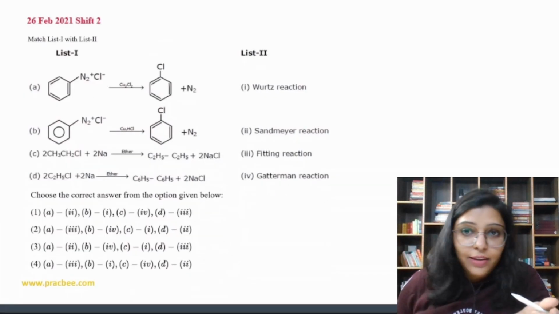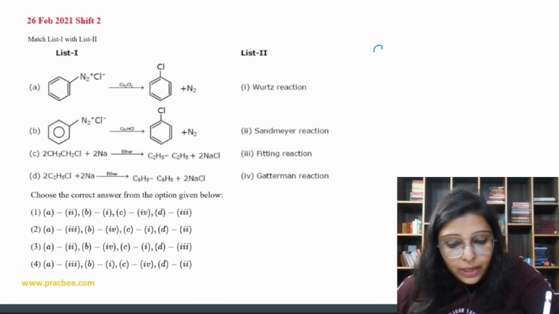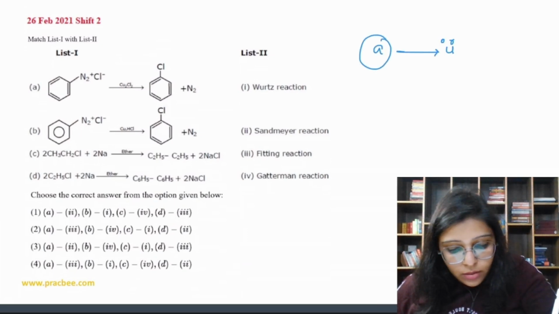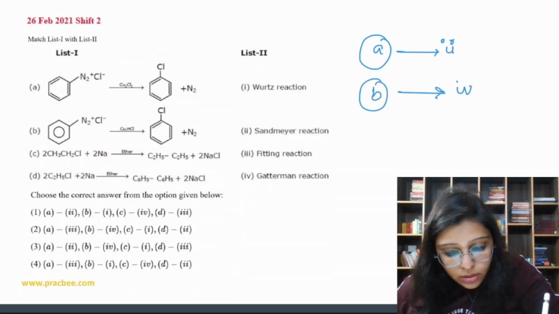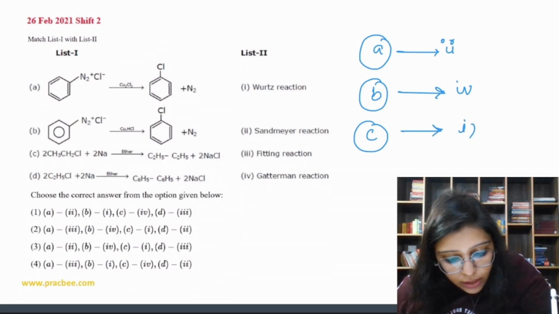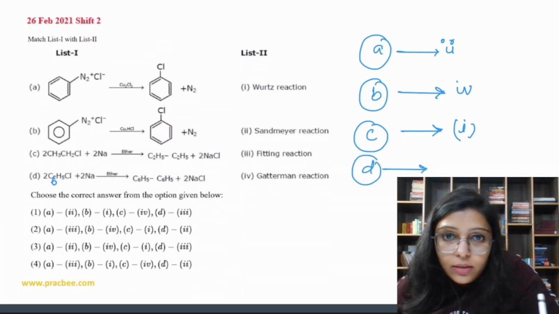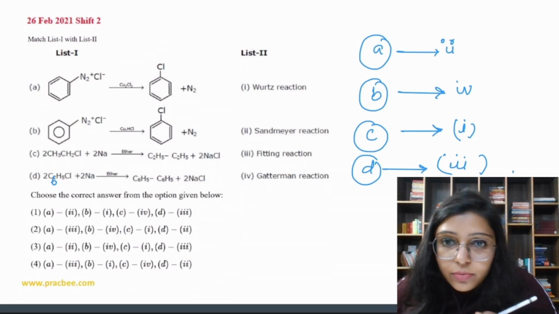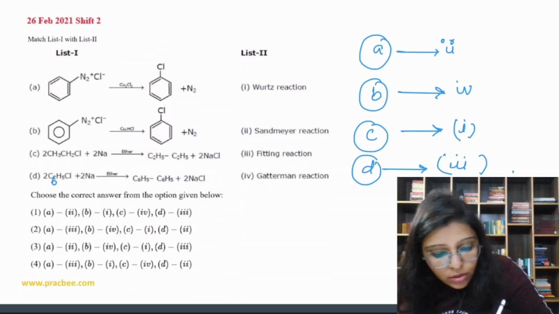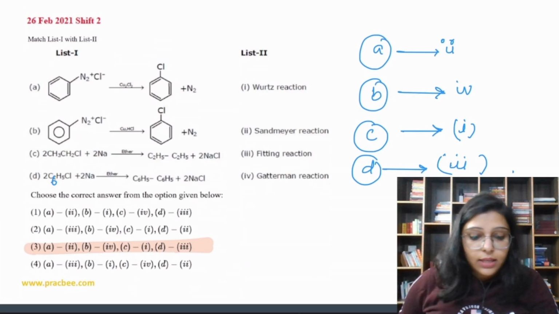Name reaction. This is very simple. So A can be matched with second, Sandmeyer. Then B can be matched with Gattermann, fourth. C can be matched with Wurtz. And D can be matched with Fittig. Now on the basis of that, A second, B fourth, C first and D third. Third is going to be the correct answer. Fine. Now next question.